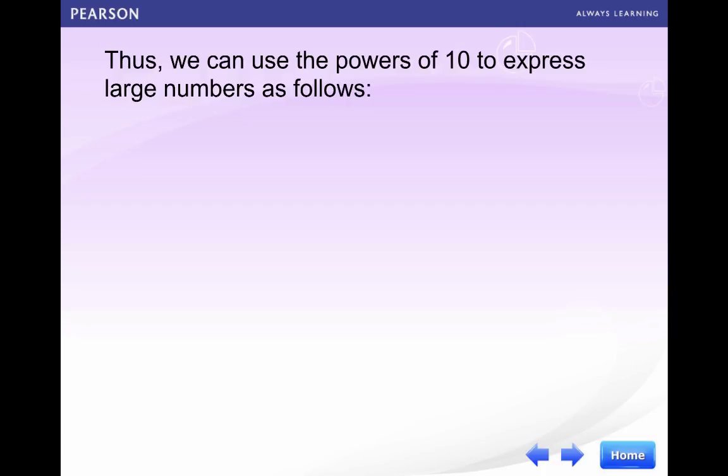How about other kinds of numbers? Let's say 5,000. How could we express it in terms of the powers of 10? First, we say that 5,000 is 5 times 1,000. And we change 1,000 into 10 to the power 3. So 5,000, we can say that it is 5 times 10 cubed.